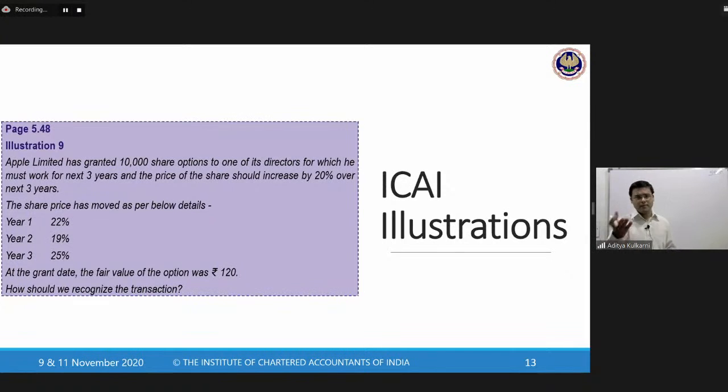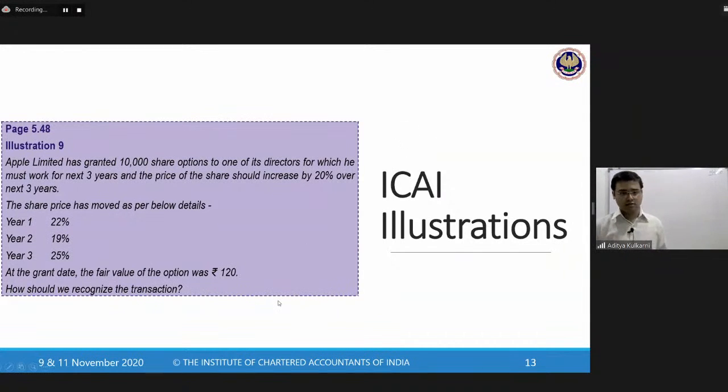I think you will be doing it in your SFM paper. Not sure what you are covering right now, but if you have covered, good enough. If you have not, you will be doing that. Option pricing models, there you will see volatility, prices, everything are factored. Therefore, we will not consider that. We only have to account using the fair value over the service period. So in this scenario, what will you do?